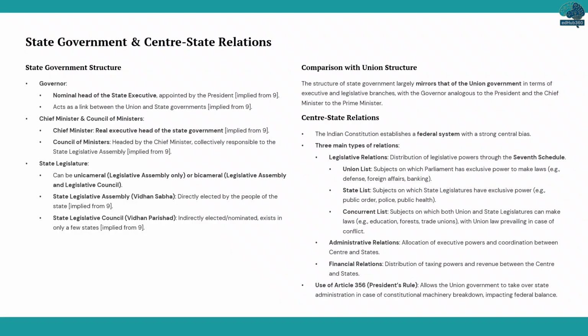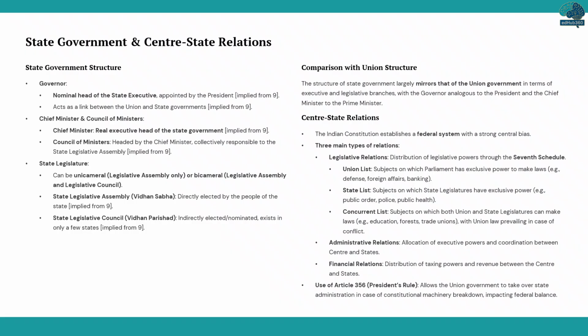The chief minister is the real executive head, and the council, led by them, is collectively responsible to the state legislative assembly. State legislatures can be either unicameral, with only a legislative assembly, or bicameral, including both a legislative assembly and a legislative council. The state legislative assembly, or Vidhan Sabha, is directly elected by the state's people, while the state legislative council, or Vidhan Parishad, found in only a few states, has indirectly elected or nominated members. Overall, the state government structure largely mirrors the union's, with the governor analogous to the president and the chief minister to the prime minister. Finally, let's consider center-state relations.